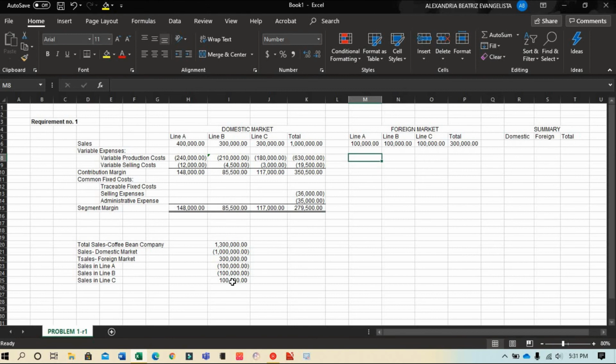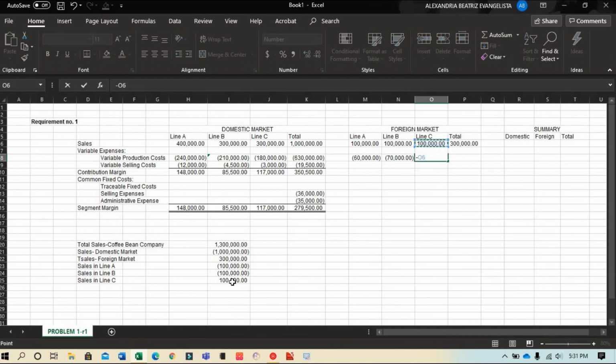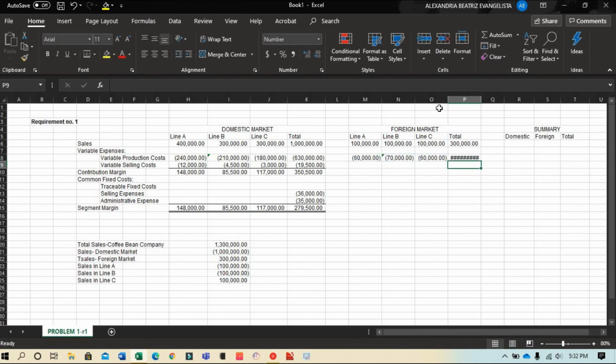Okay, let me go back to the problem. So the variable production cost for line A is 60% of the total sales, which is 60,000, and for line B it is 70% of sales. So our variable production cost for line B is 70%, and the variable production cost for line C is 60%. And then let's just get a total of those three. I'm going to get a total of 190,000.